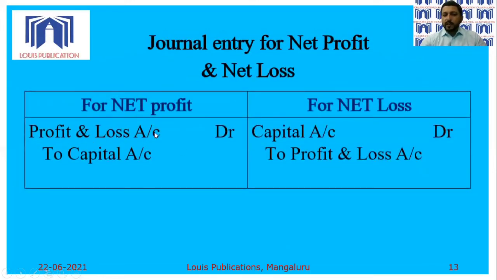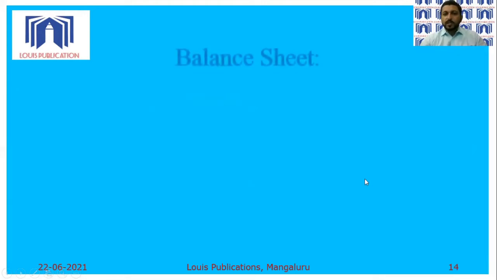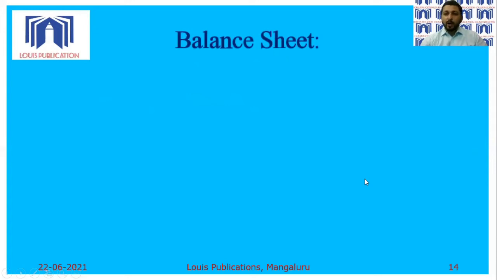The net profit, the entry is profit and loss account debited to capital account. So capital account is credited, means capital balance will increase with net profit. Here you see net loss, capital account is debited. Capital always shows credit balance. So when it is debited means net loss will be deducted. So capital account debited to profit and loss account. So this is about profit and loss account.